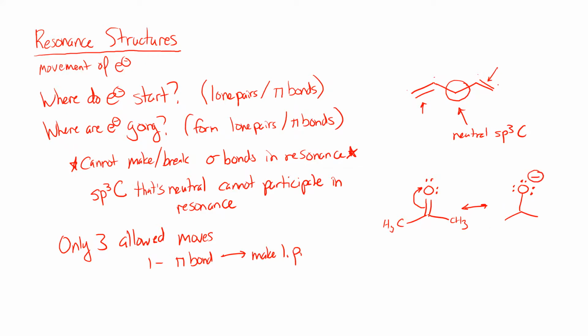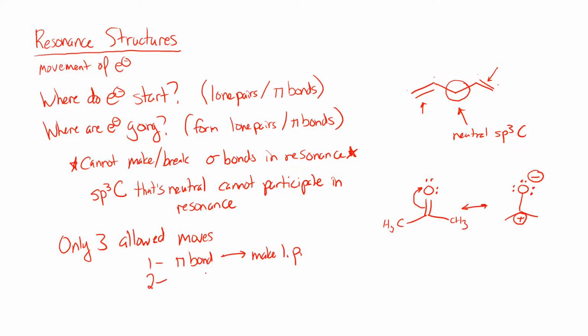And this carbon down here now only has 3 sigma bonds, and it lost its electrons, so we've made a carbocation as well. But this is a resonance structure where we've taken a pi bond, we've moved these electrons that were in the pi bond up here to make a lone pair.